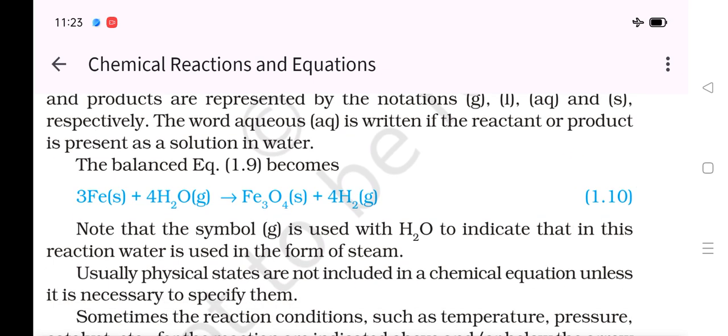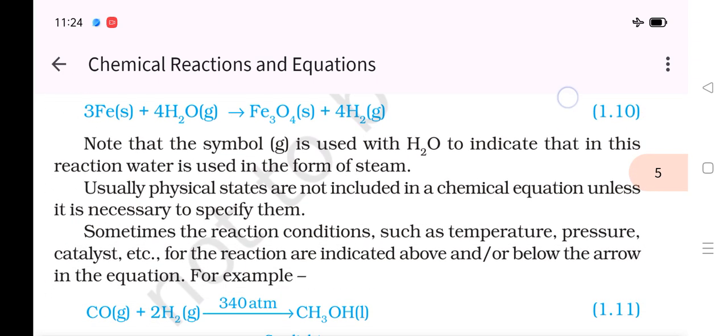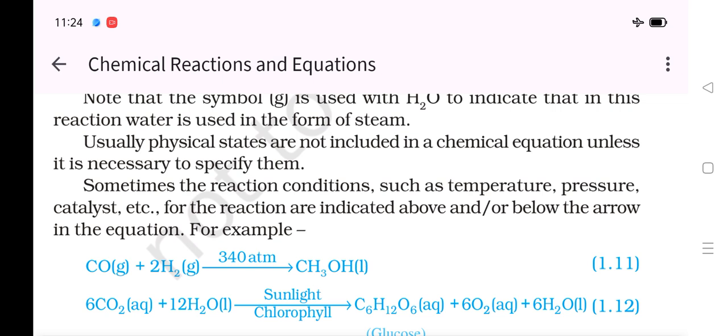The balanced equation 1.9 becomes 3Fe(s) plus 4H2O(g), that is gas, gives rise to Fe3O4(s), meaning solid, plus 4H2(g) as a gas, that is 1.10. Note that the symbol g is used with H2O to indicate that in this reaction water is used in the form of steam. Usually, physical states are not included in a chemical equation unless it is necessary to specify them.